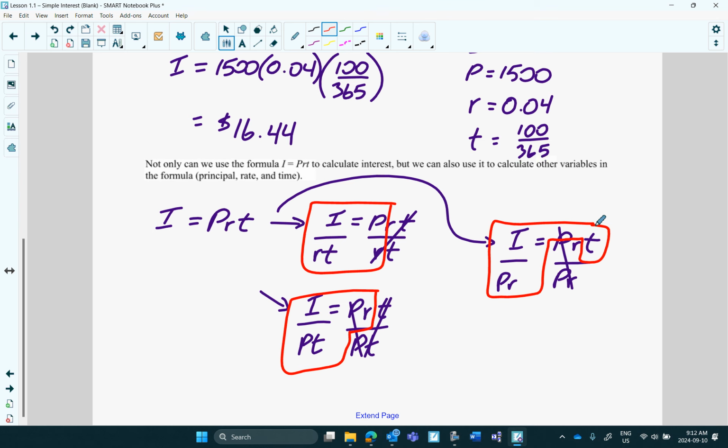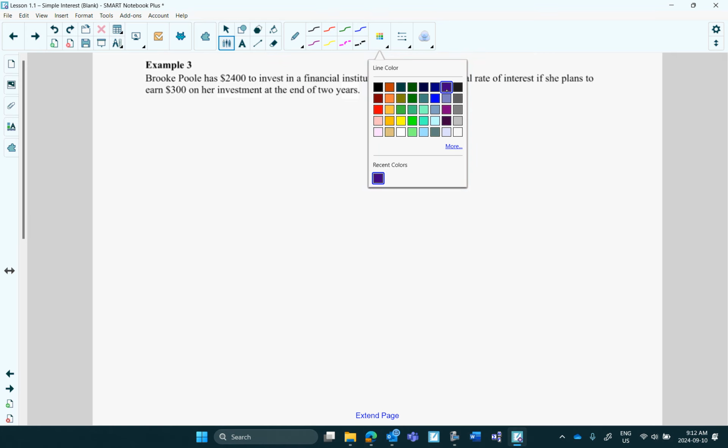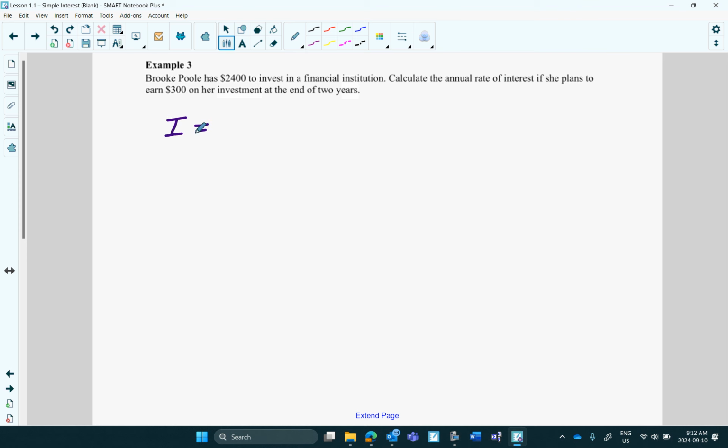So let's just finish up by looking at a few examples like that. So Brooke has $2,400 to invest in a financial institution. What would the interest rate be if she wants to earn $300 on her investment after 2 years? Well, we could just do it like this. Using your formula, plug in what you know, and then solve for what you don't.